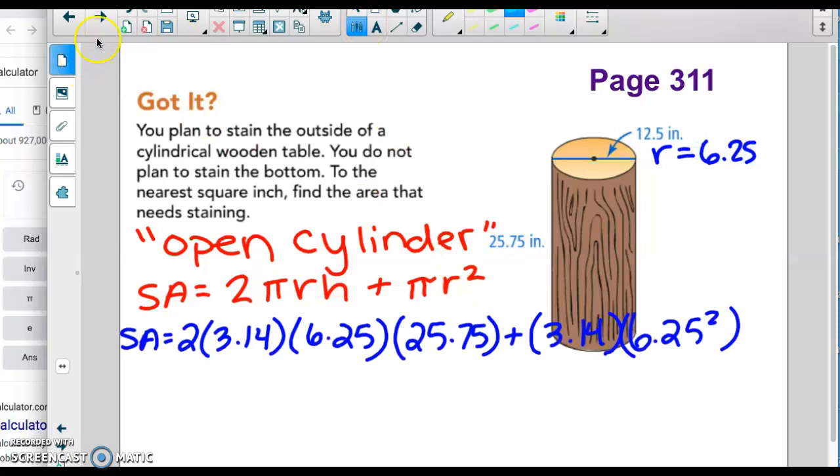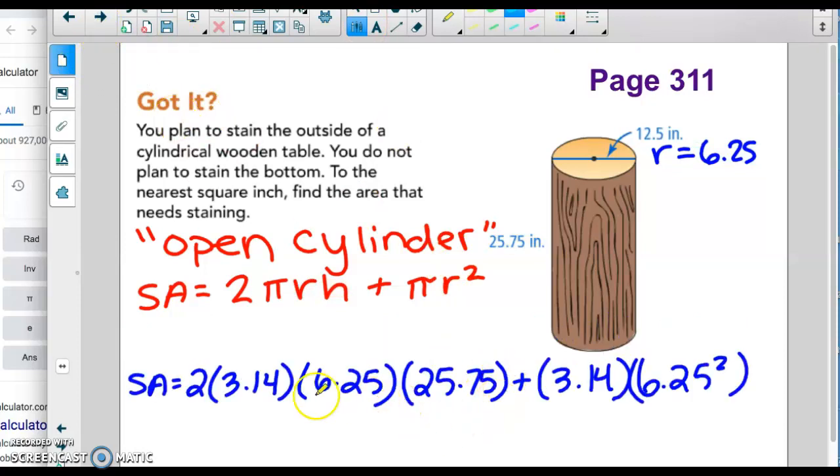Okay, so let's go ahead and write that. And this is a long one, I believe. There are lots of decimals, so it came out a little strung across the page. So we have 2 times 3.14, which goes in for pi, times the r, 6.25, times the h, 25.75. Remember to remove the 2 that usually goes here because we're talking about an open cylinder. We're taking the top, or in this case, the bottom, out of the formula, times 3.14 times 6.25 squared. Go ahead and type that into your calculator and see what you get.